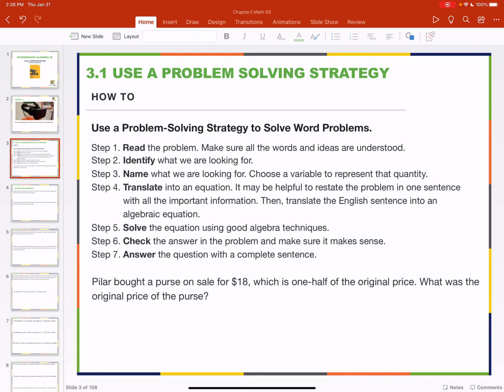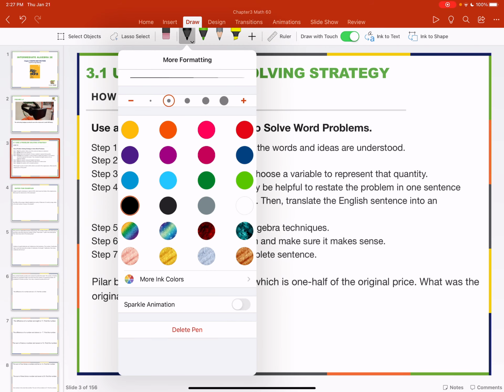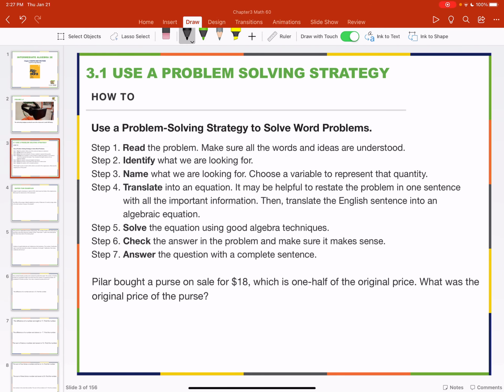So first we need to read the problem. We identify what we're looking for. We say, okay, this is what we're looking for, and we let the variable represent that quantity, okay? And then we translate it into an equation, solve the equation, check the answer, then you would write the answer. Sometimes you can do multiple steps at once, which is fine, as long as you understand what you're doing. I think that's the most important thing.